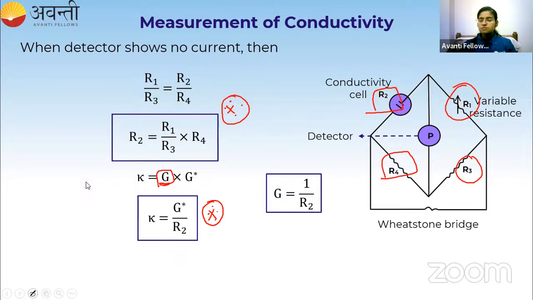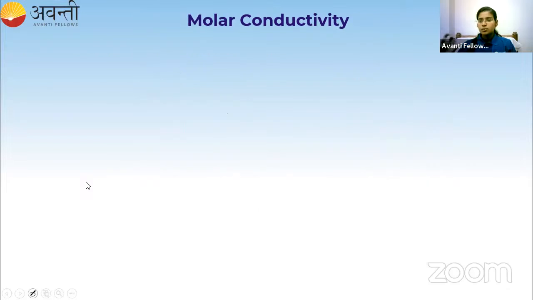So this is the instrument. Wheatstone bridge is the instrument which is used to measure the conductivity of any cell. So now moving forward with this, we are going to learn some important things. The first thing is molar conductivity. So what is molar conductivity? The definition, the formula, everything, the graph which we are going to study under this topic are very important.